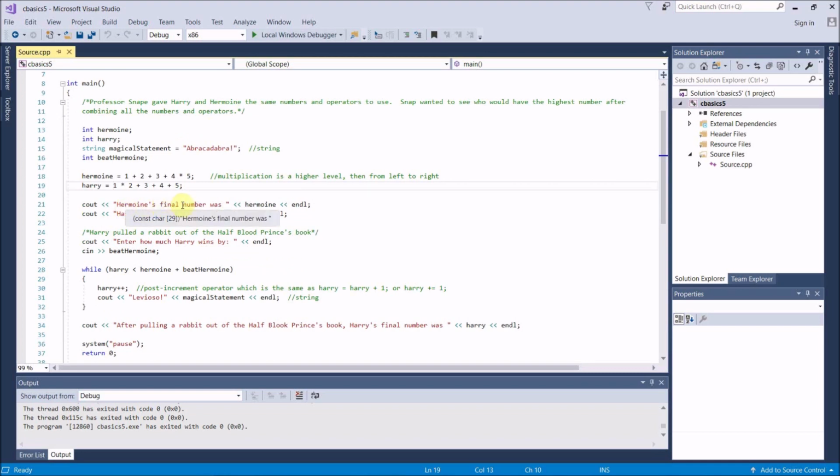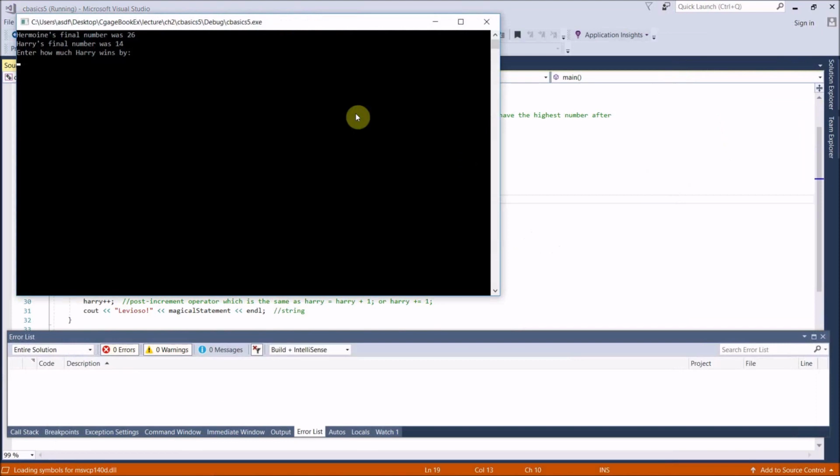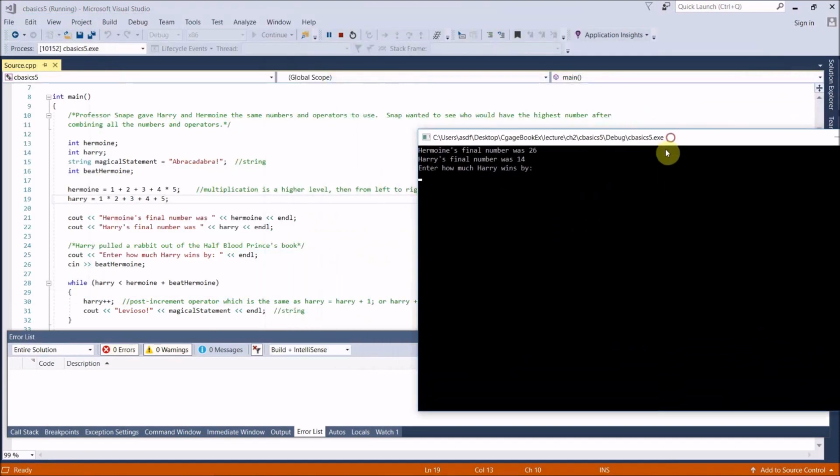So let's see what Hermione's number was and what Harry's number was. Let's go ahead and run this. 26 and 14. All because of the higher level of precedence of multiplication, and Hermione placed it towards the end while Harry placed it towards the beginning.